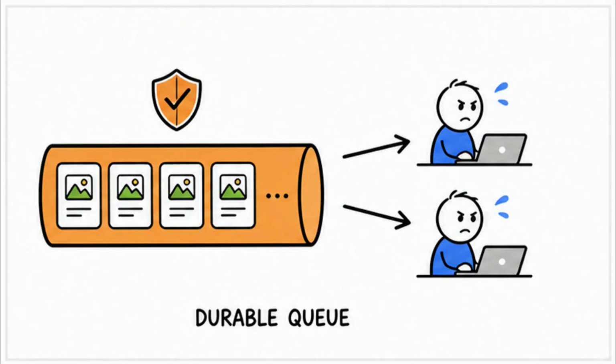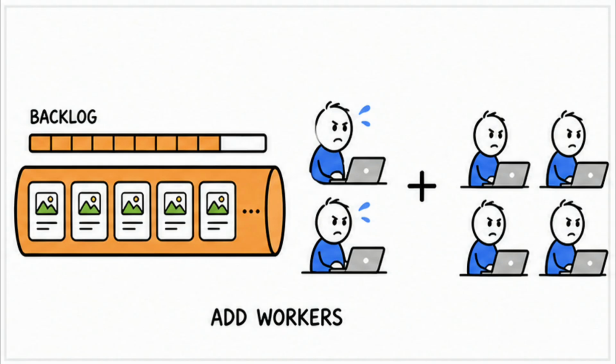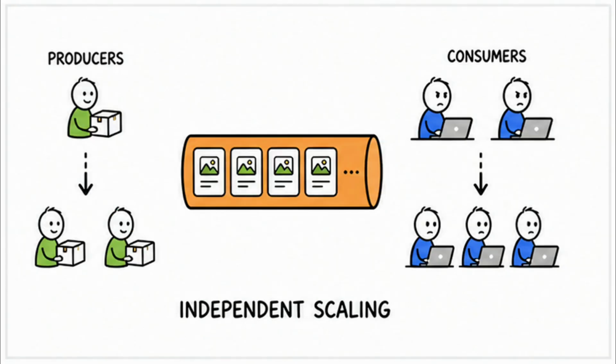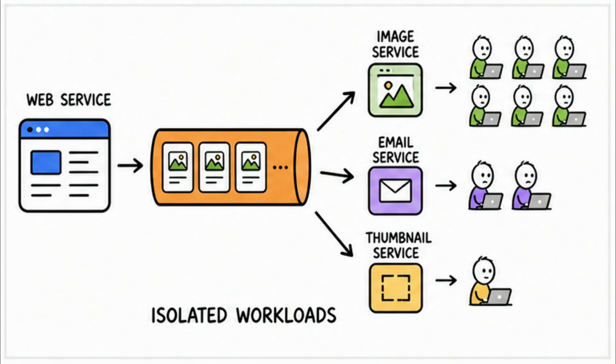A durable queue can hold jobs while workers catch up. If the backlog grows, more workers can be added. Producers and consumers can now scale independently. The same boundary can isolate other services with different scaling needs.